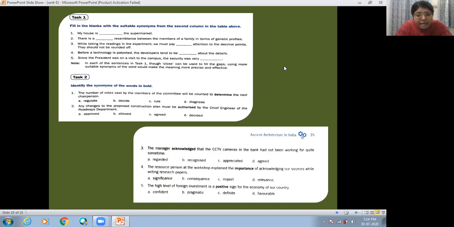Next, the high level of foreign investment is a positive sign for the economy of our country. So positive sign means, what does it mean? Here, which is the closest synonym that you can use? It is favorable. It is a favorable sign for the economy of our country.